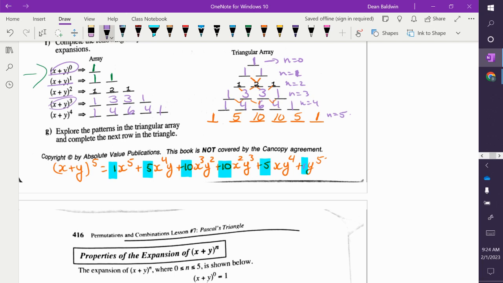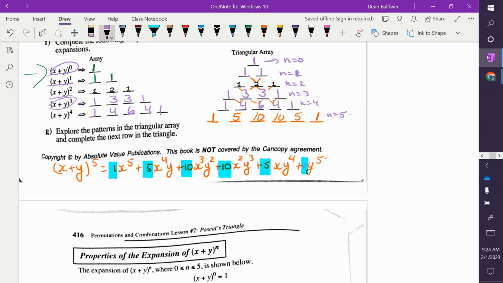Okay, so this is called binomial theorem. So you can use the coefficients of Pascal's triangle to expand the polynomial, right? So there's a couple things that we want to look at here. First of all, what happens to the degree on the x's as you move left to right?